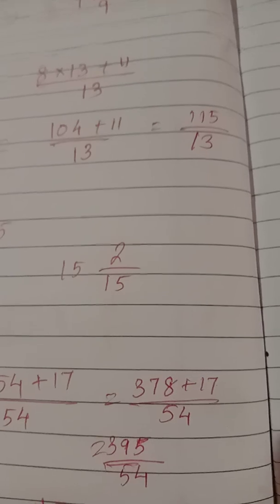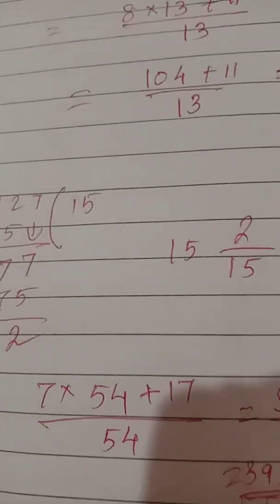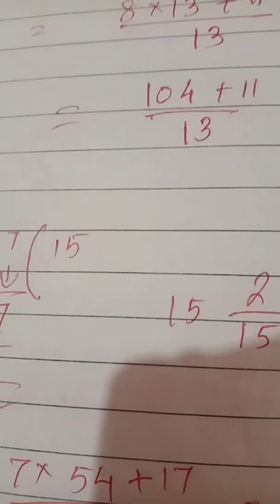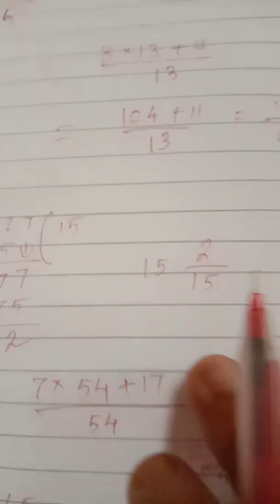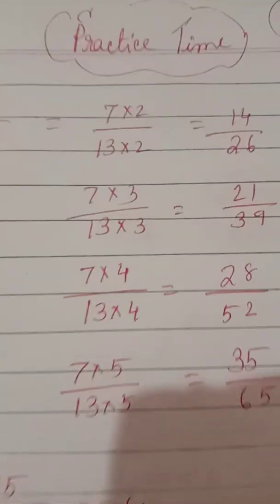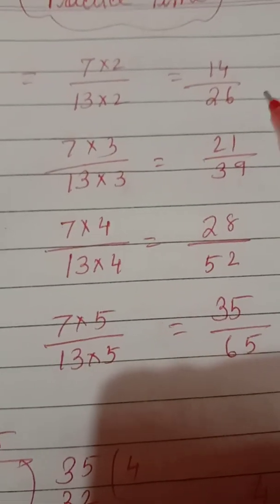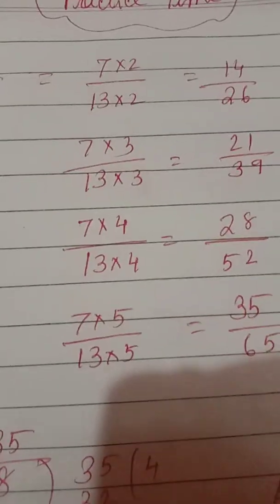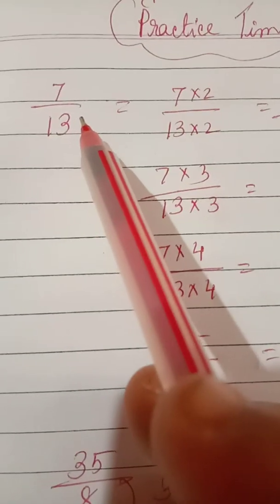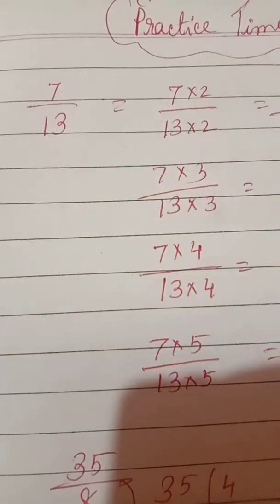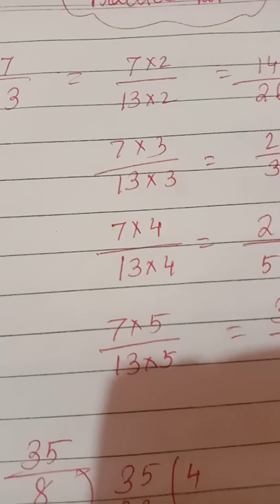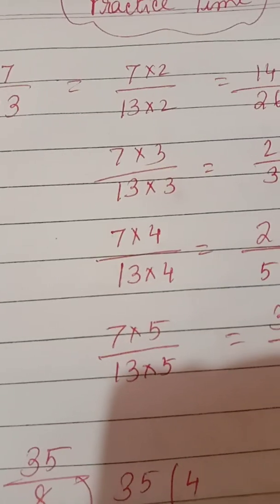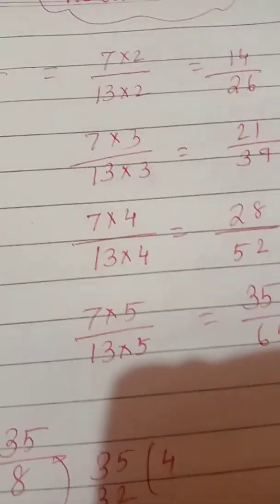Now I am going to discuss what is an equivalent fraction. Equivalent fraction means whatever fraction is given, I will multiply the given fraction by 2, 3, 4, 5, 6, 7, 8, and so on, all the numbers. Whatever new fraction comes, it is called an equivalent fraction of the previous one.